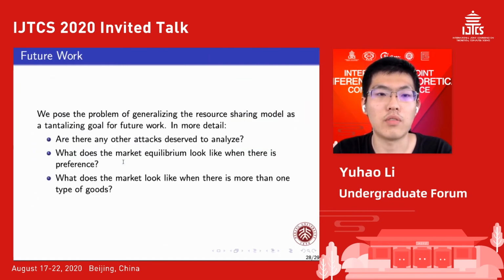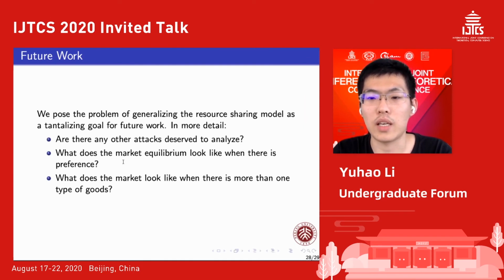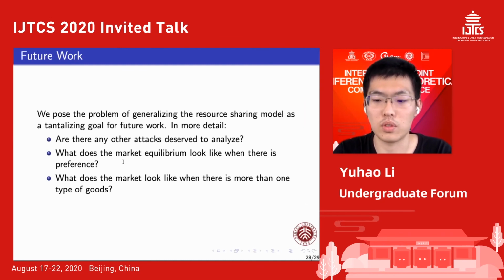And here are some future works. First, are there any other attacks deserving analysis? What does the market equilibrium look like when there is a preference? What does the market look like when there is more than one type of goods?